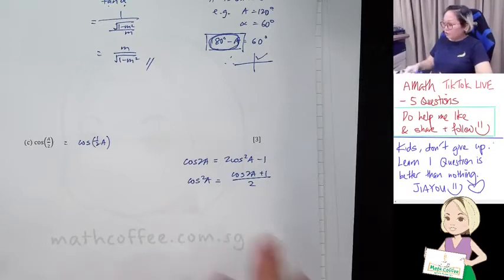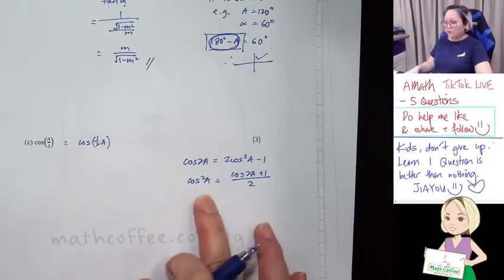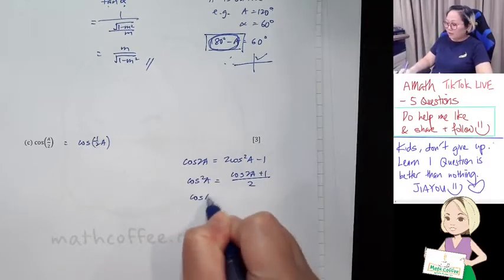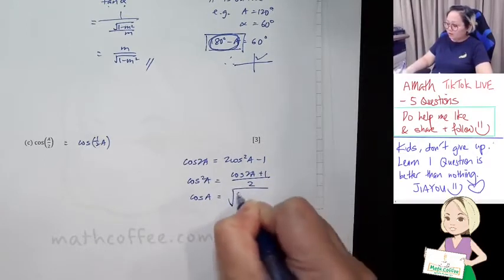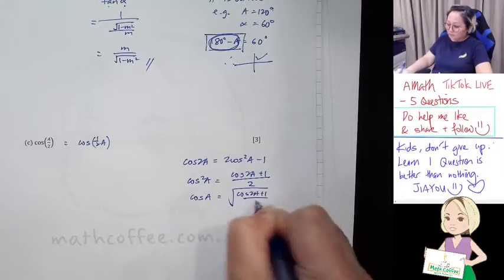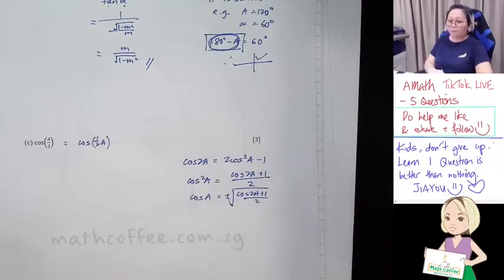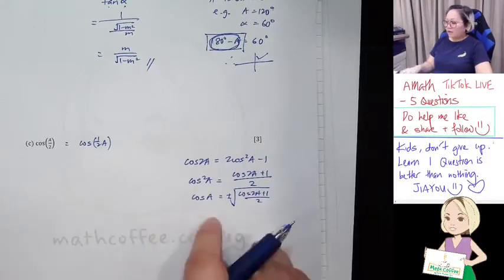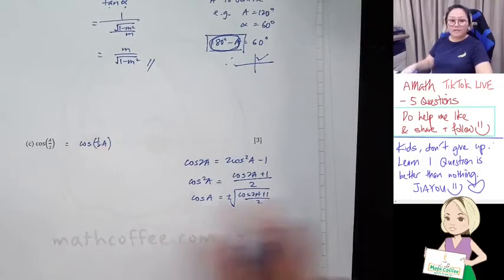So, all understand why I make this one the subject? Then after that, I make cosine A the subject, so that means it's just square root of this whole thing. Of course, when you square root, please remember to put plus minus. I use the double angle because I want to get half A, but it's not done yet.